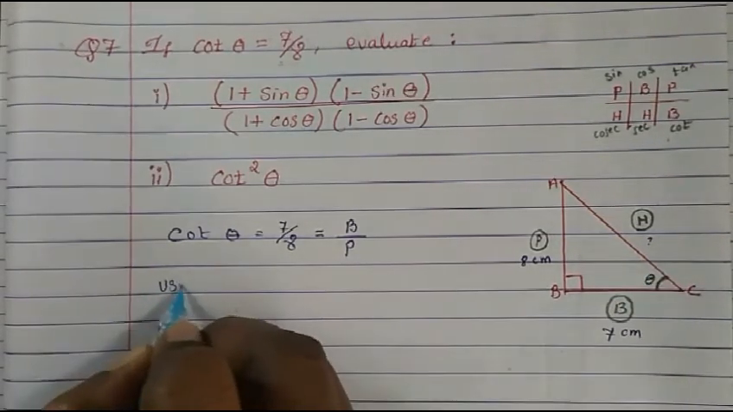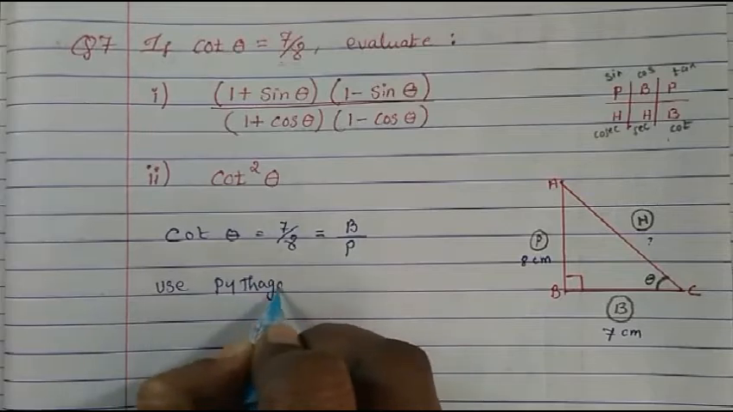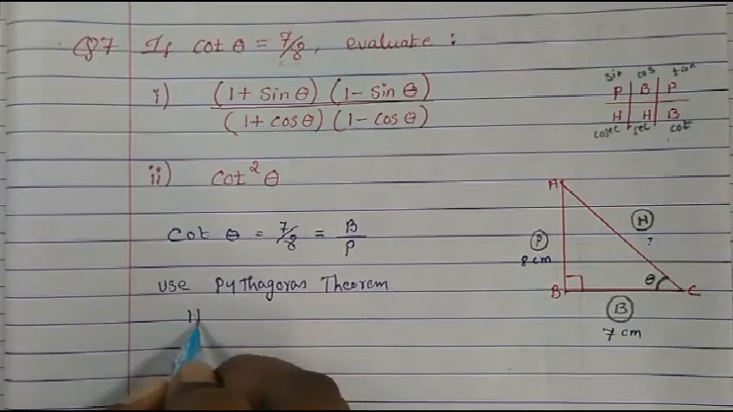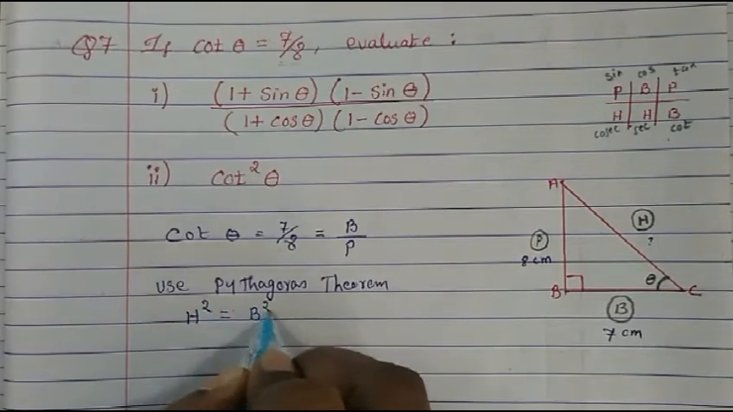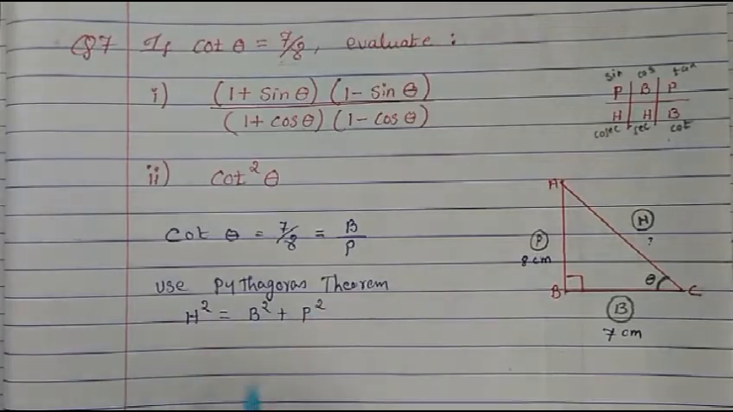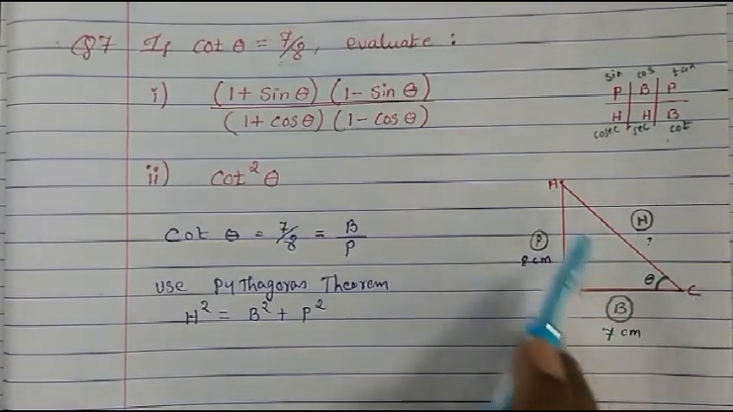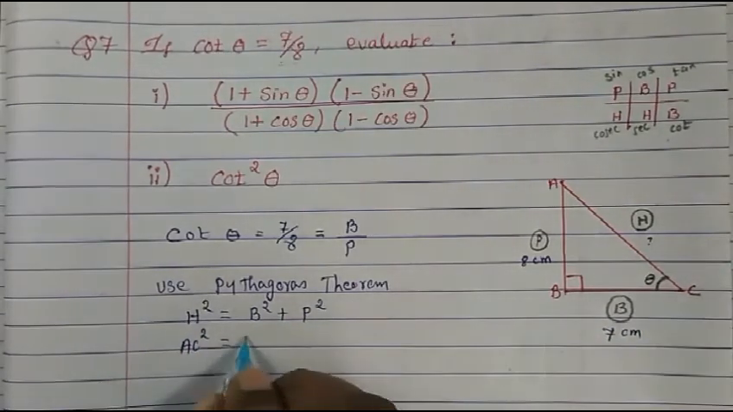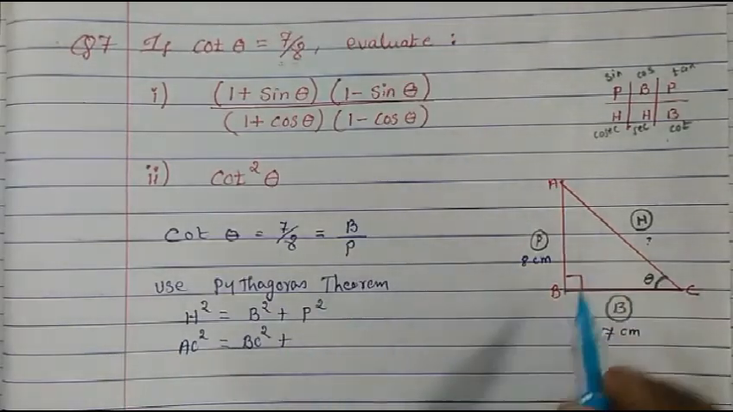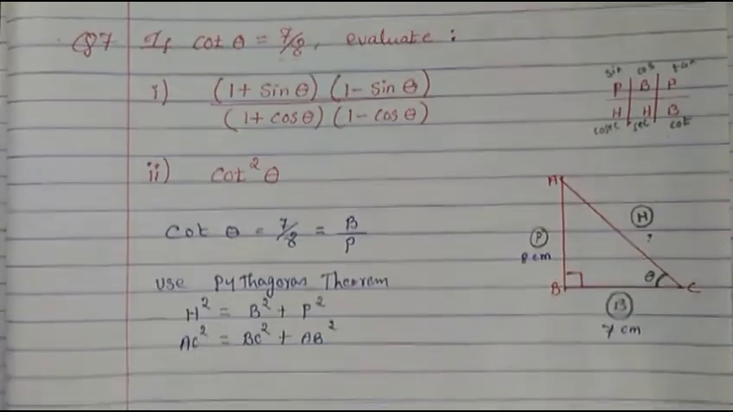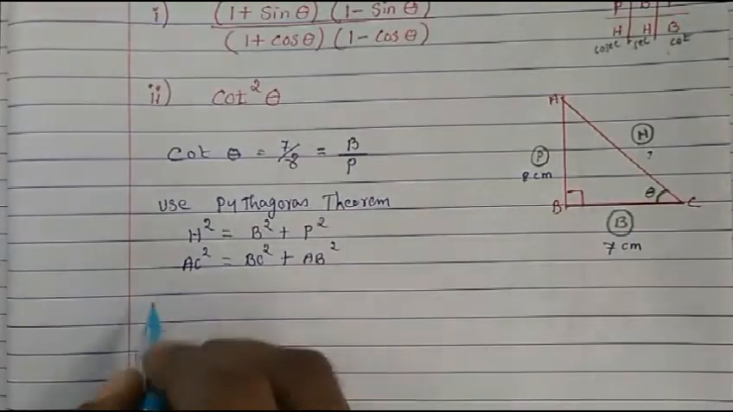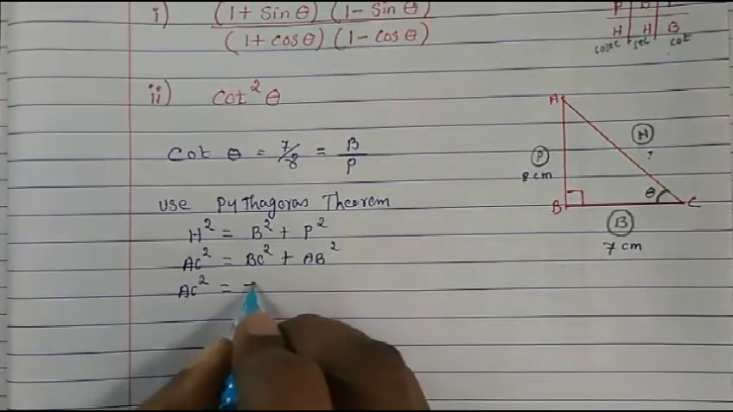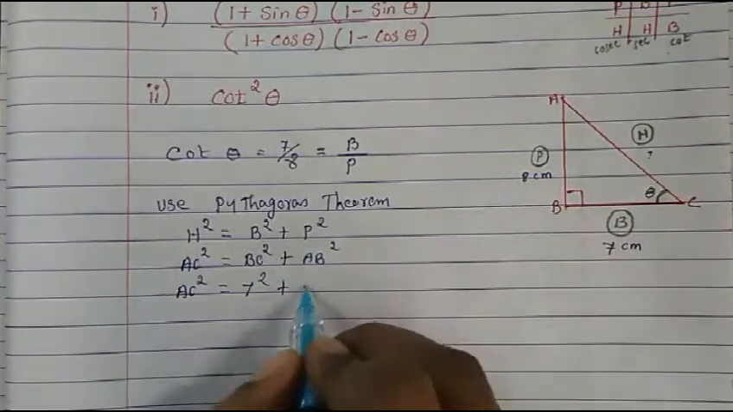So let's use the Pythagoras theorem. The Pythagoras theorem says hypotenuse square is equal to base square plus perpendicular square. We have to find the hypotenuse, which is AC. So AC square equals base BC square plus perpendicular AB square. We keep AC as it is. BC square is 7 square, and AB is 8, so 8 square.